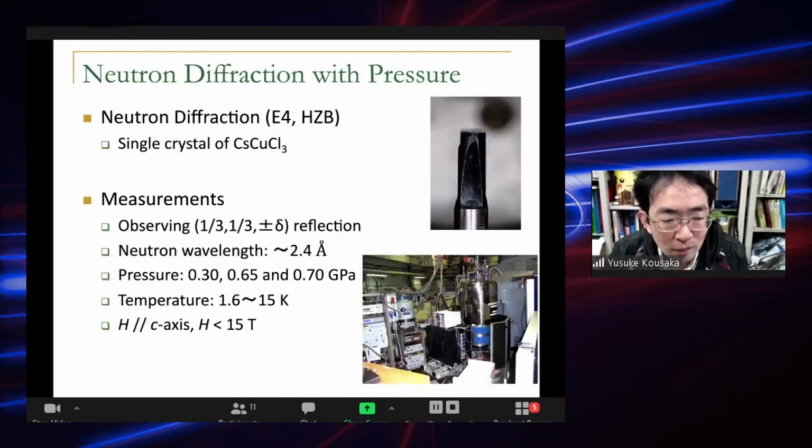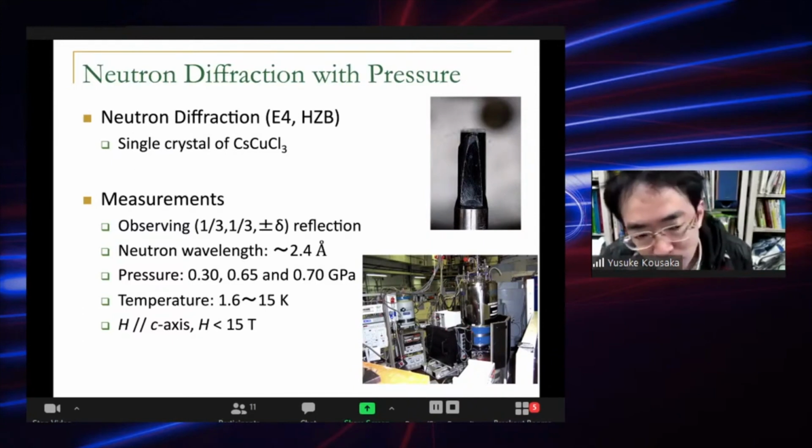So the experiment was performed at E4 at 8 GeV in Germany. And we prepared a single crystal of cesium copper chloride. And we shaped the crystal so as to put it in the pressure cell. The size of the single crystal is very small, so the signal is also very small. At least we tried the measurement.